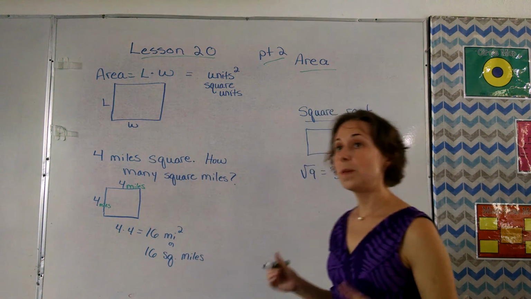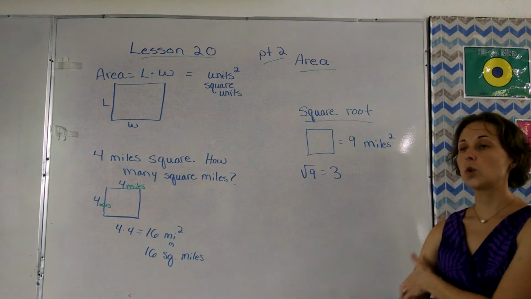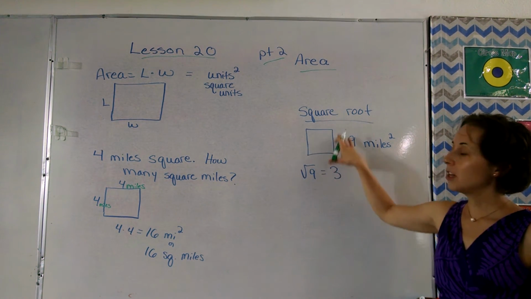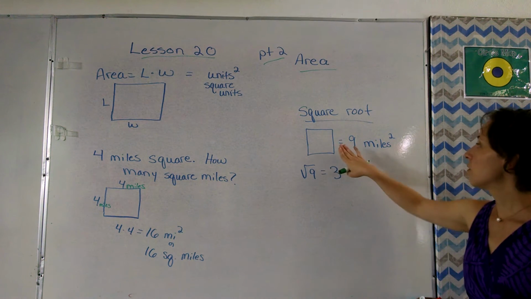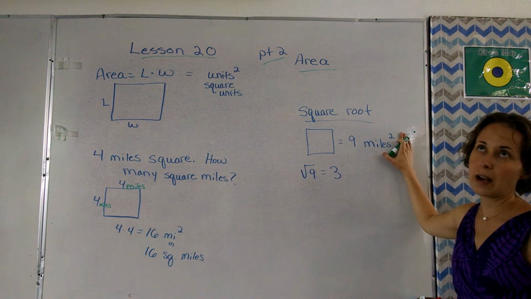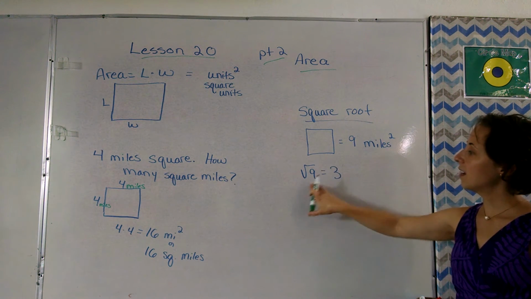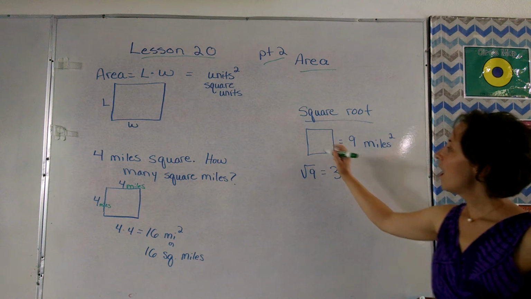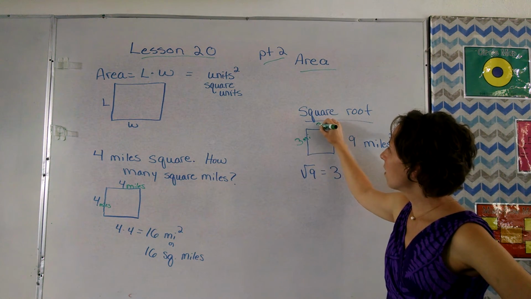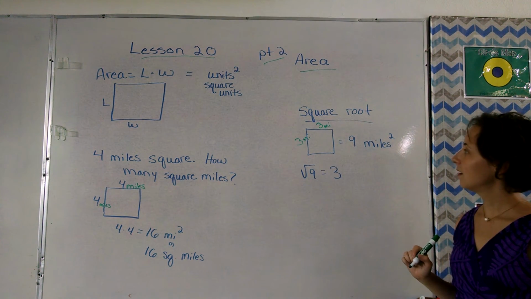This is where square root becomes really helpful. We talked a little bit about square root in the last video, square root under the square. If you have a square that you found the area of, so for example, let's say that this area is 9 miles squared, or 9 square miles. If I take the square root of 9, it gives me 3. That means that each side on my square is going to be 3 miles.